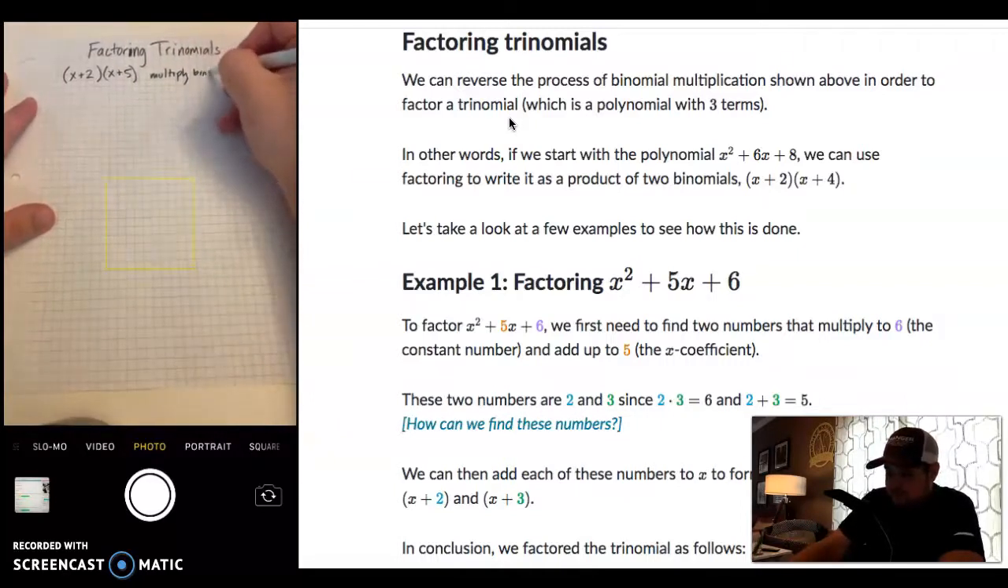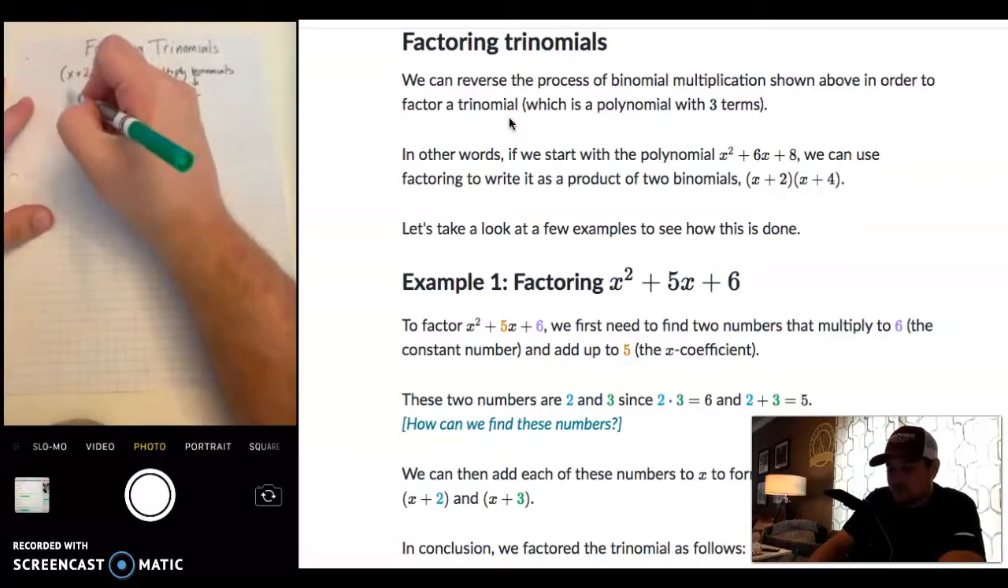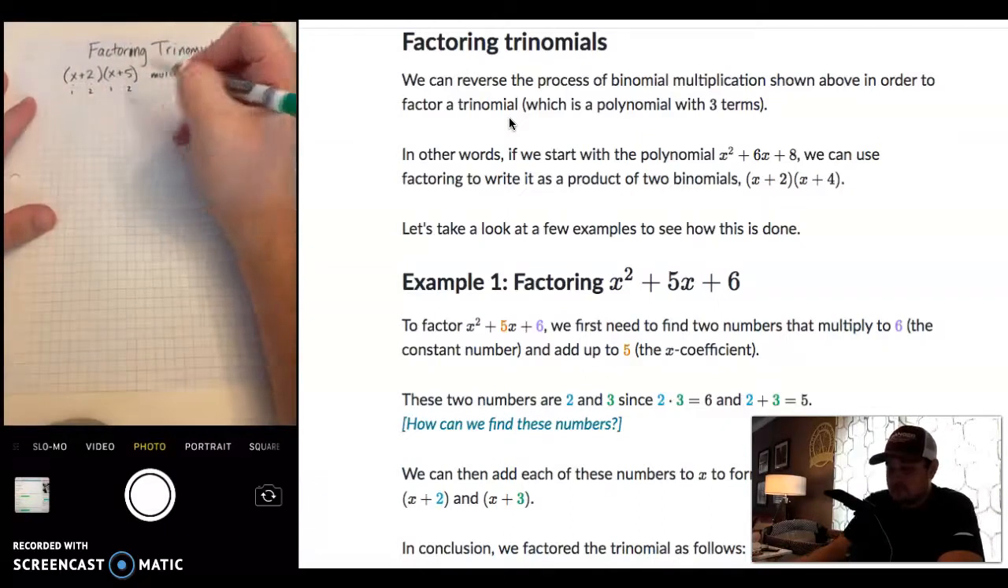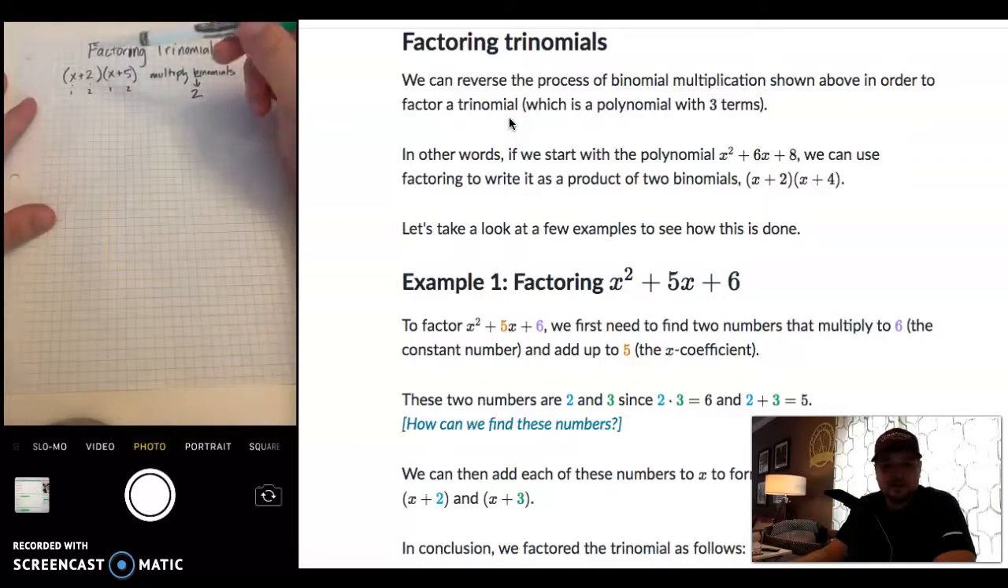those binomials. Now we call these binomials. Bi means two because each one of these has two terms. One term, two terms. One term, two terms. So each one of these little sets inside the parentheses has two terms. That's why we call them binomials.